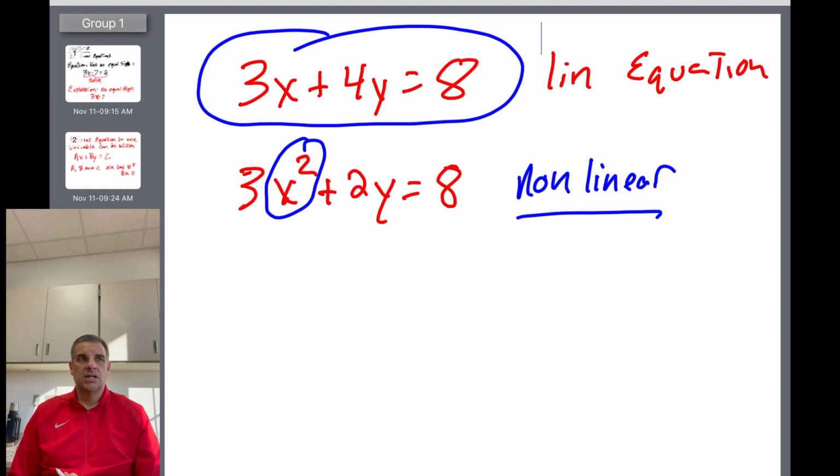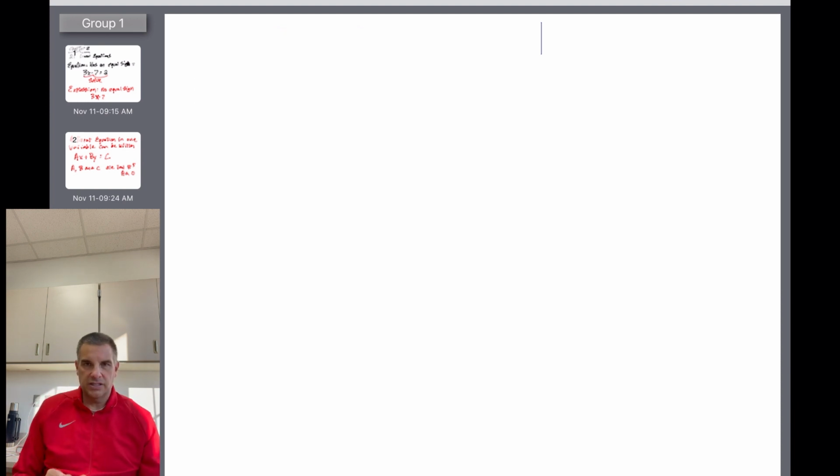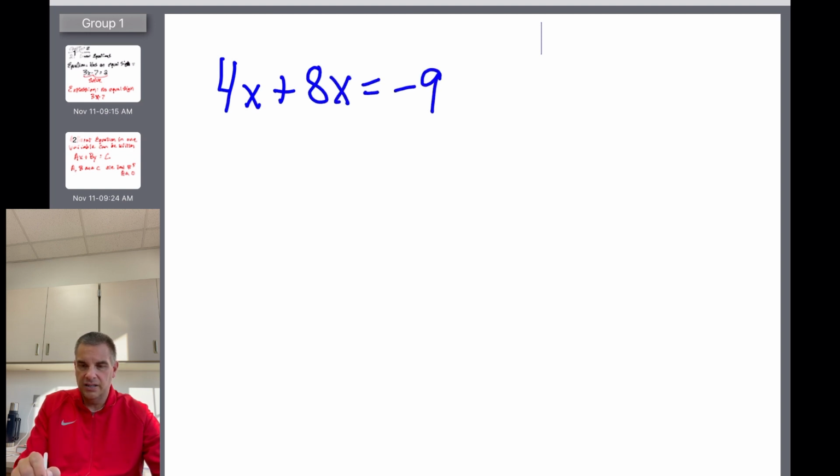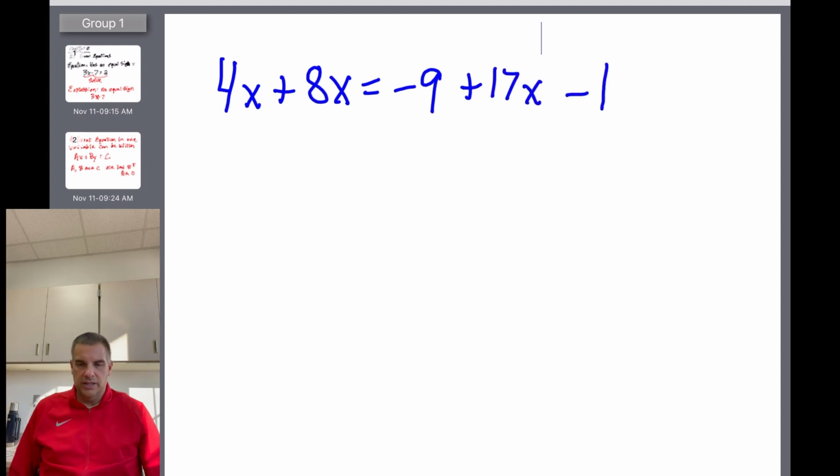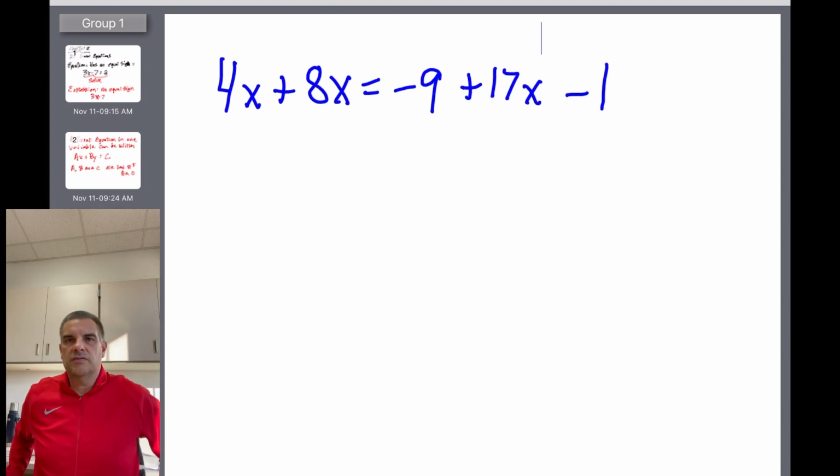Okay? So the next thing we want to be able to do then is solve equations. And solving equations is something you've been doing really for quite some time. Solving equations really isn't going to be anything that's new to you. So for example, let's say that we want to solve the equation 4x plus 8x is equal to negative 9 plus 17x minus 1. We want to solve this equation for x. So what does x equal?